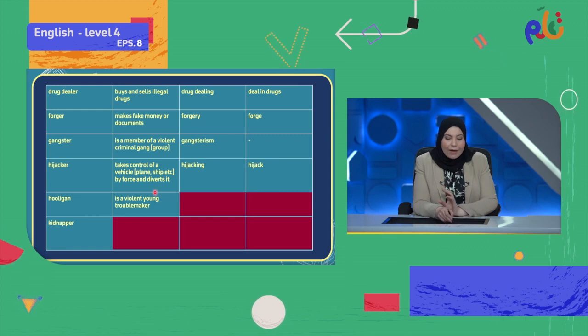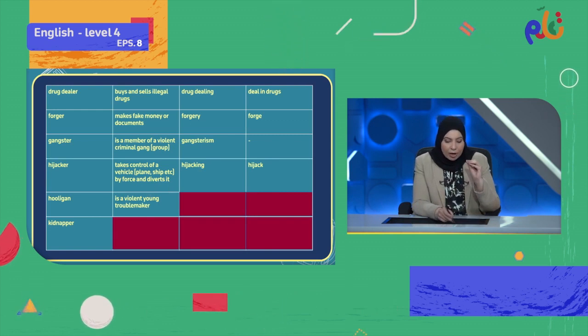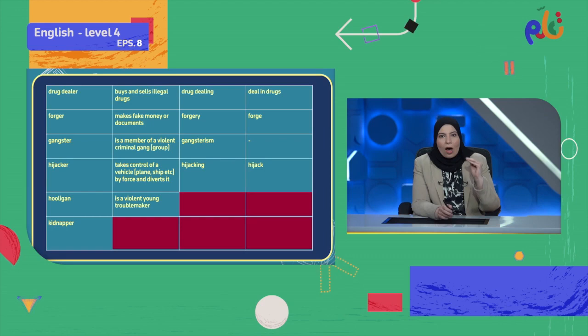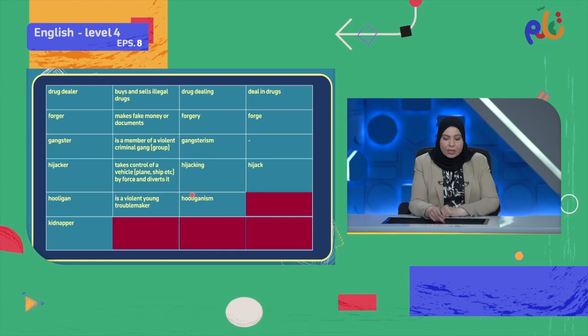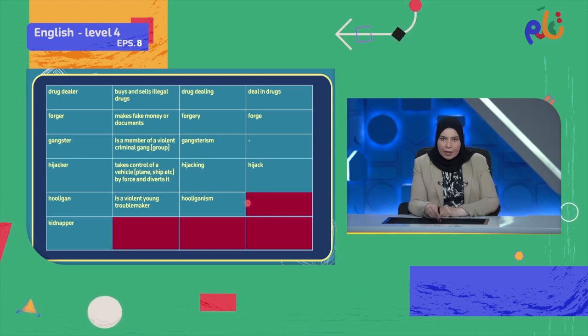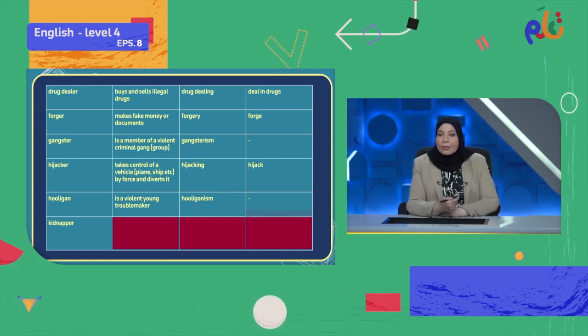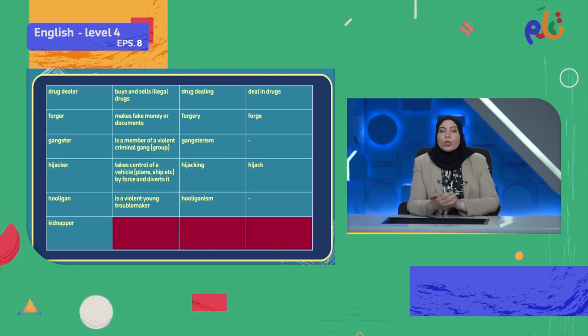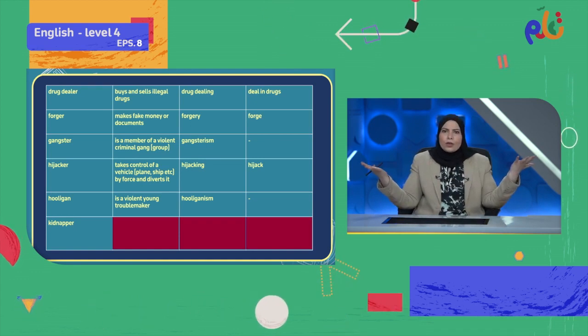And then we have hooligan. A hooligan is a person who commits crime and is under the age of 18. So we're talking about a violent person under 18. So it's called a hooligan. And the crime is hooliganism. And again, it doesn't have a verb because we're talking about committing any kind of crime.